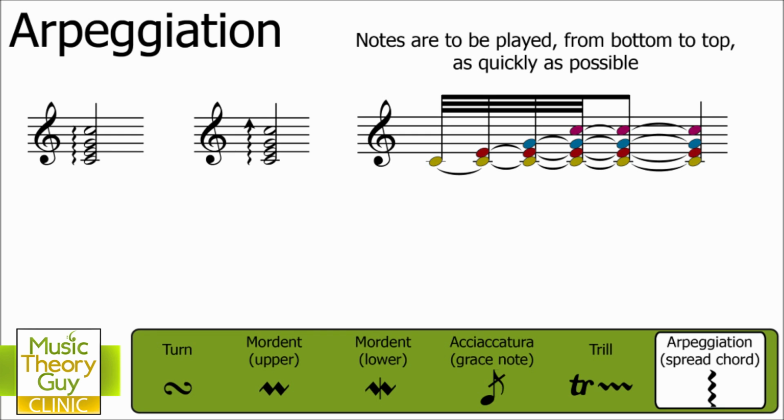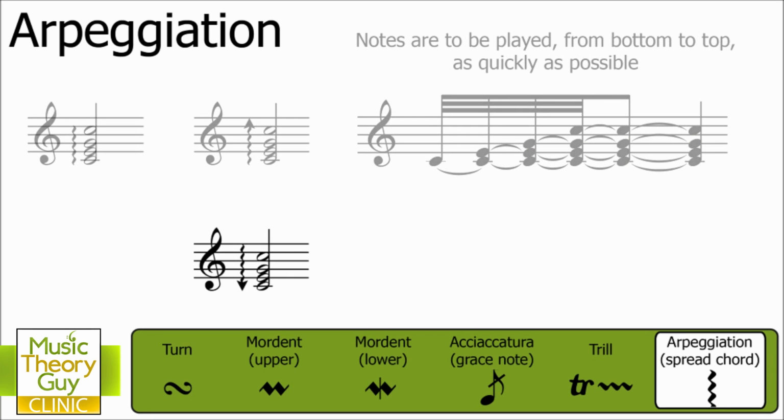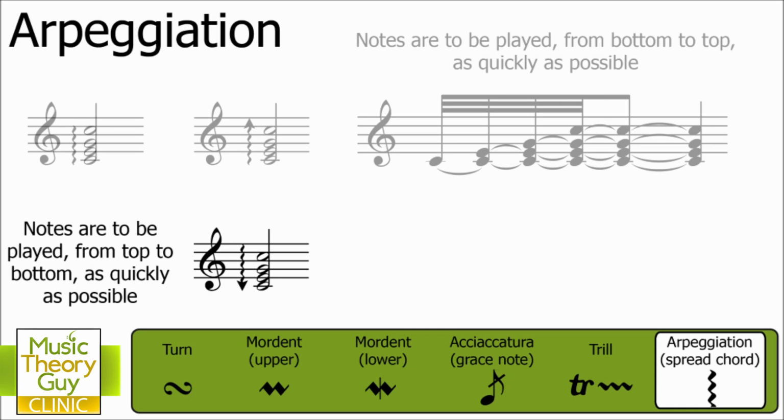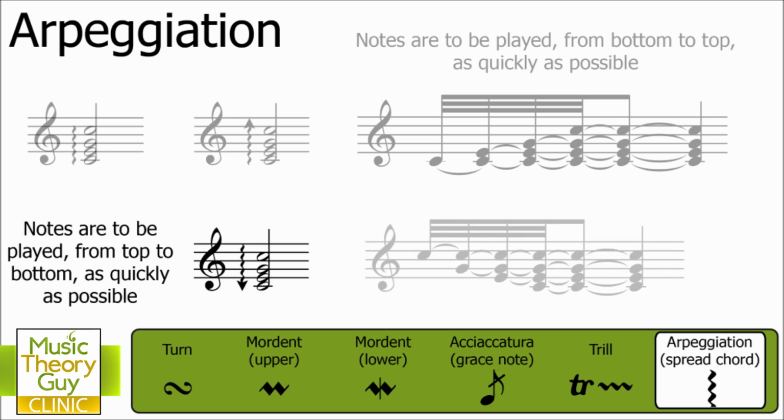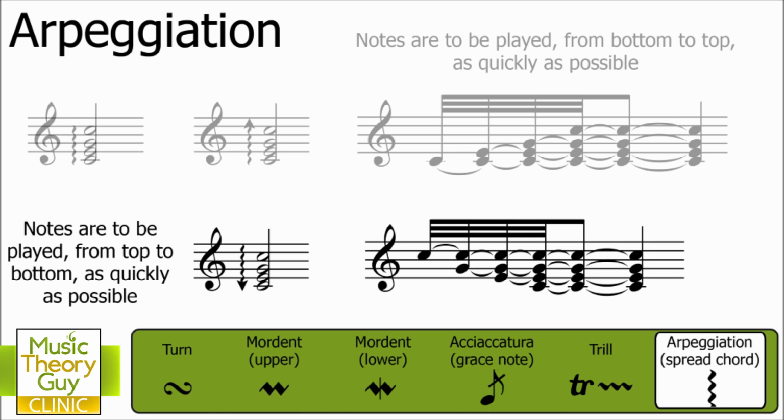Just be aware that you can also come across arpeggiation that goes downwards, and you'll find that you get that squiggly line again, but with a little arrow that's pointing downwards. All that means is that notes are to be played from top to bottom, and again there's that phrase that I don't like, as quickly as possible. So this is what it would look like if it's written out. This is what it sounds like.